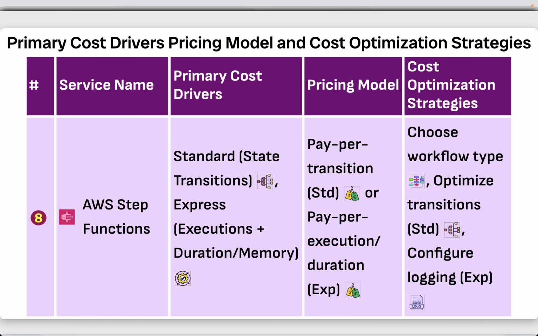Next, AWS Step Functions: standard costs per state transition, express costs per execution plus duration and memory. Pricing is pay per transition for standard or pay per execution duration for express workflows. Optimizing by choosing the correct workflow type, either standard or express, optimizing transitions for standard, and configuring logging effectively for express.